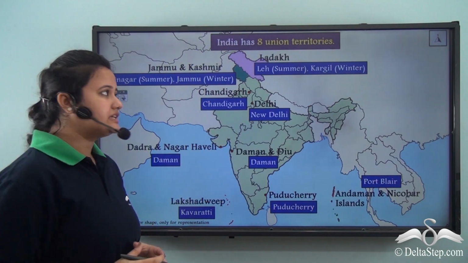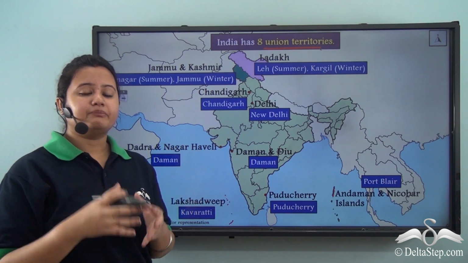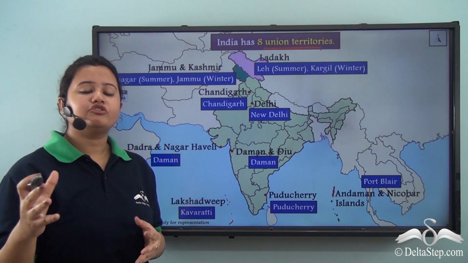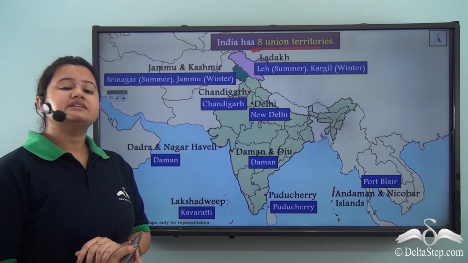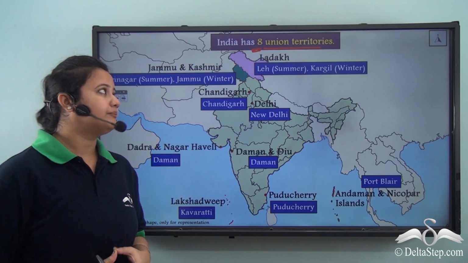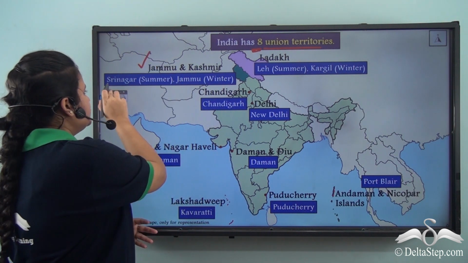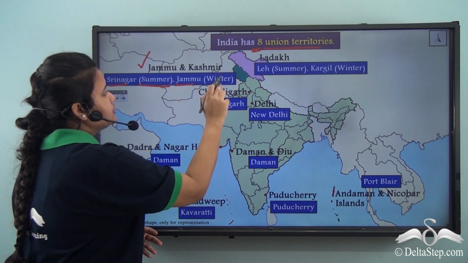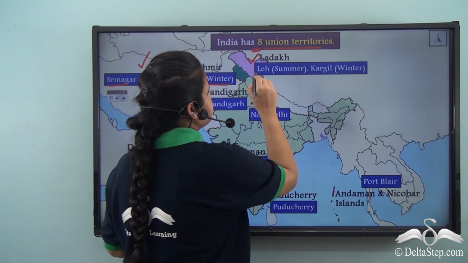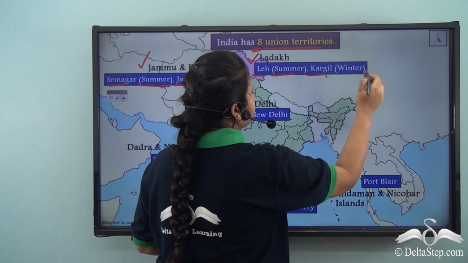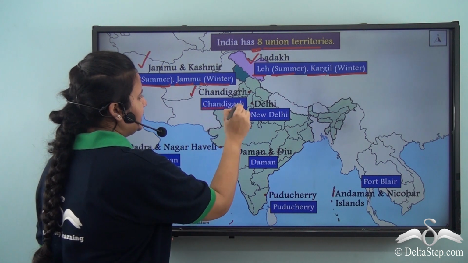Now, we already know that union territories are administrative units that are governed directly by the central government or the union government of India. India has 8 union territories. Now, let us name the union territories of India. Firstly, we have Jammu and Kashmir with its capital at Srinagar during summer season and Jammu during winter season. Then we have Ladakh with its capital at Leh during summer and Kargil during winter. Then we have Chandigarh with its capital at Chandigarh.